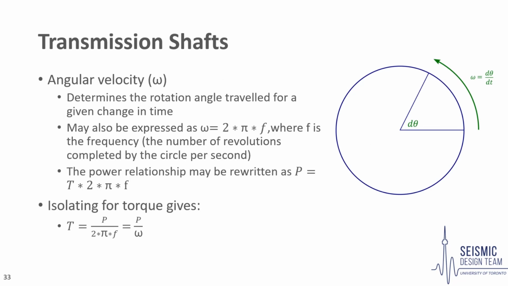To further understand transmission shafts, we can look at how to rewrite this relationship in terms of rotations. W, I mean omega, determines the rotation angle traveled for a given change in time. Omega may also be expressed as 2 multiplied by pi multiplied by frequency, where frequency, denoted by f, is the number of revolutions the circle completes per second. We can substitute this relationship into the power formula to solve for torque as a function of power and frequency, as seen on the slide.